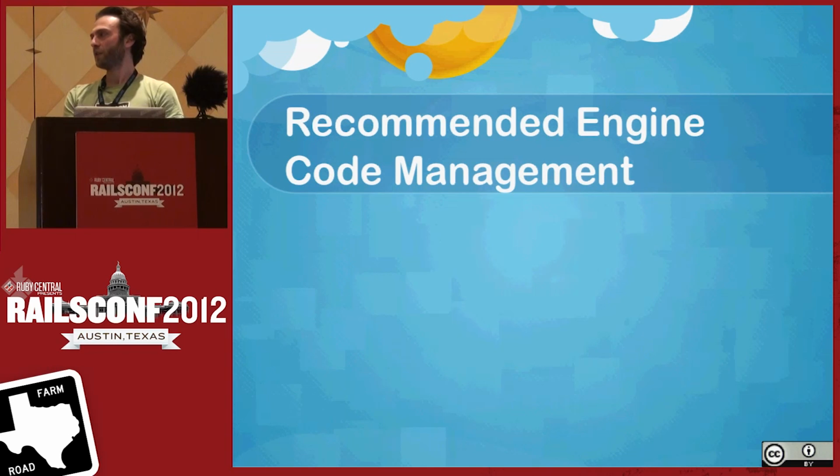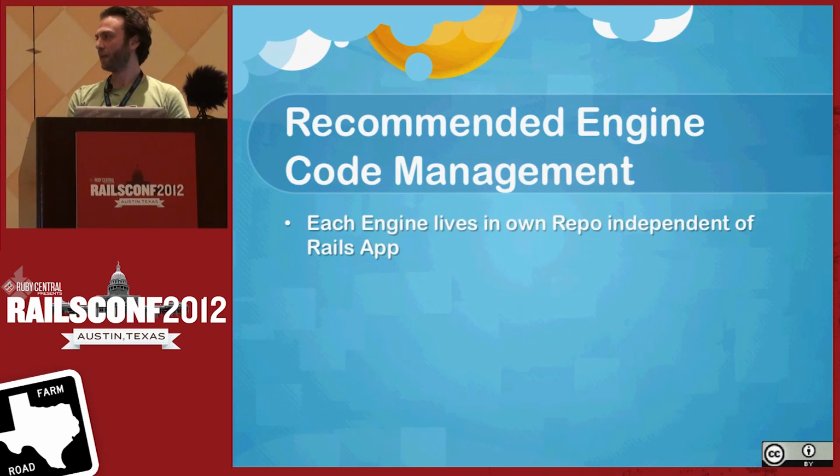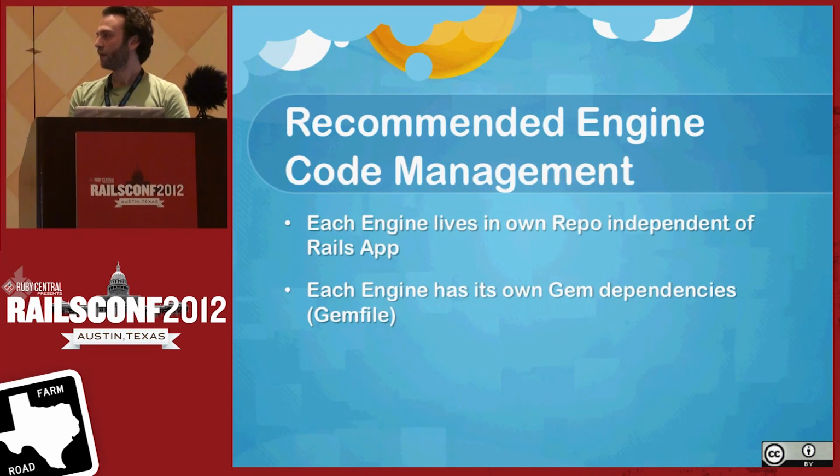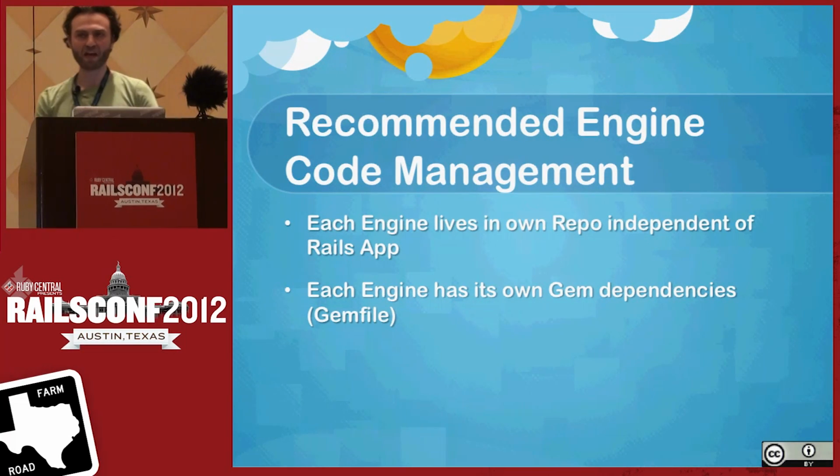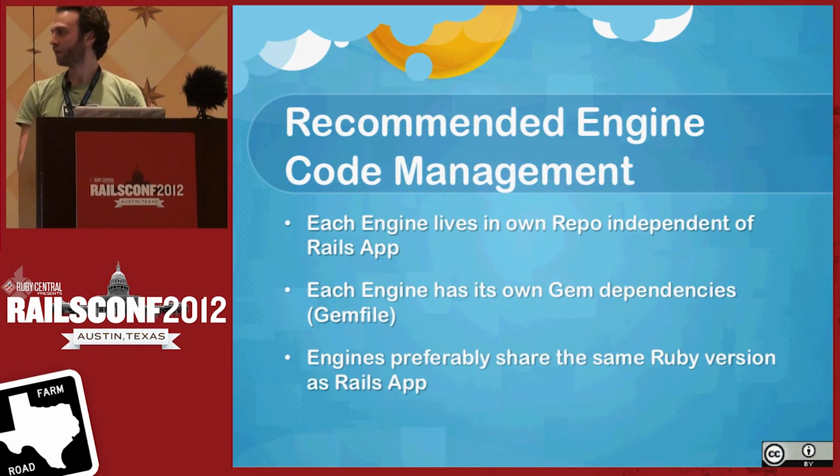So what about code management? How do we make developing with engines practical? The recommendation is to have each engine live in its own repository independent of the Rails app, meaning don't dump all the code in one repo. Have them in independent repos. And then each engine gets its own gem dependencies. So some engines may have only a few gem dependencies, as opposed to the app, which might have many gem dependencies. And then engines should preferably share the same Ruby version as your Rails app if you can help it.